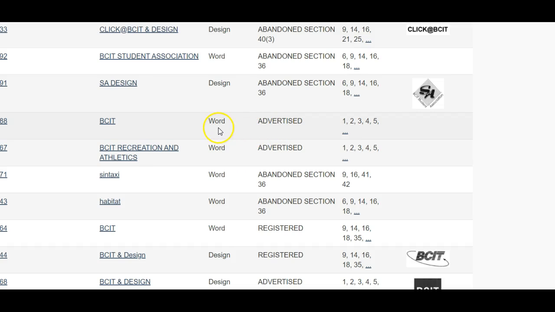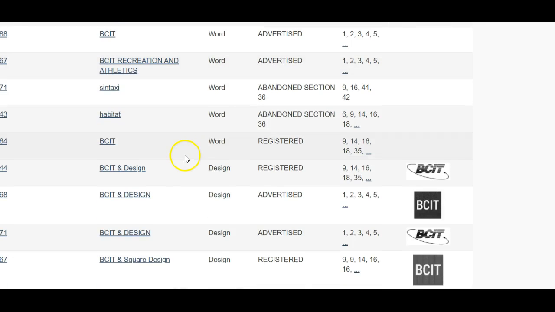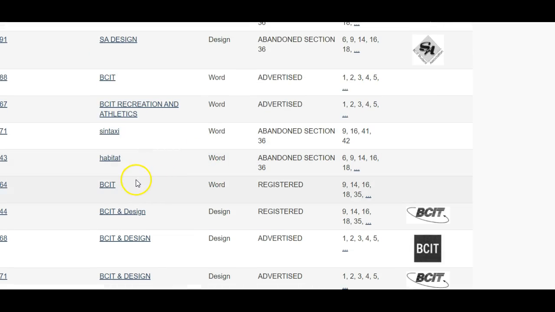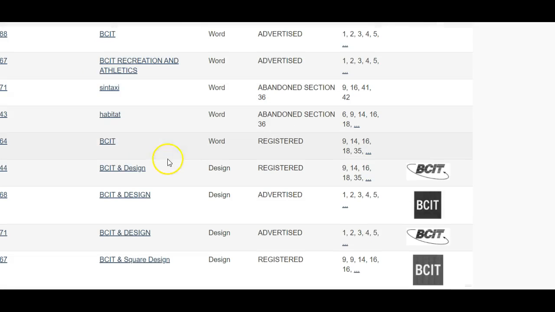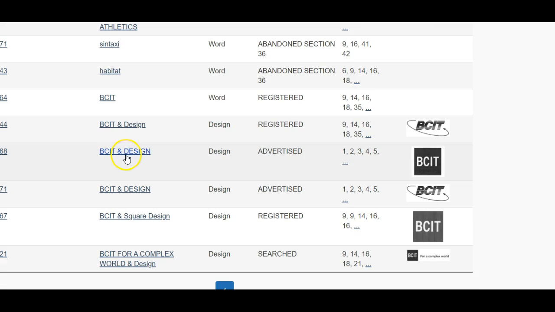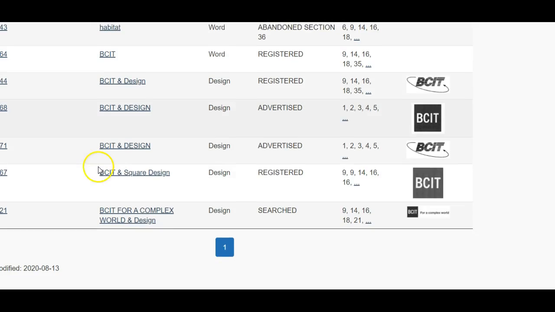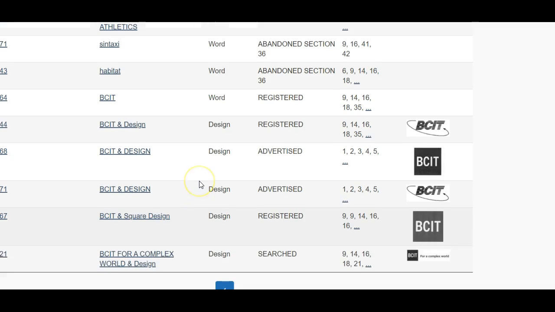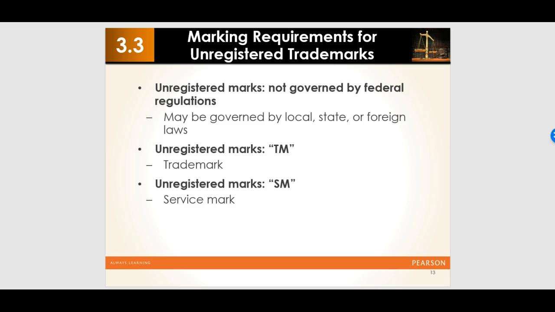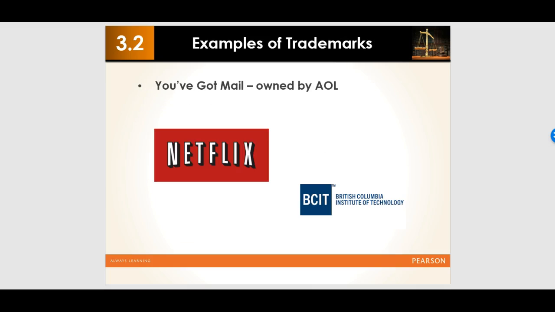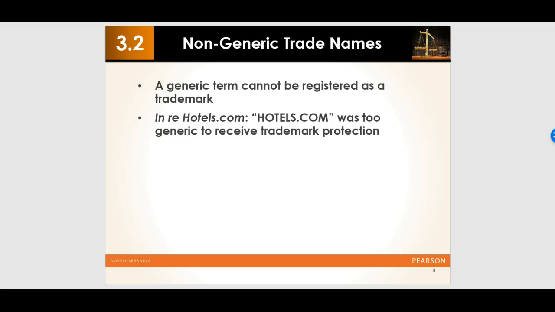So the word is not registered yet, but we can see that, oh, there's the word here. This one should be another one. So let's come here. The word here is registered. The design is only advertised, but here the square design is registered. So again, let's come back here to the slides. Again, I would say the TM here is a mistake. It should be the R, the registered symbol, as we saw here.